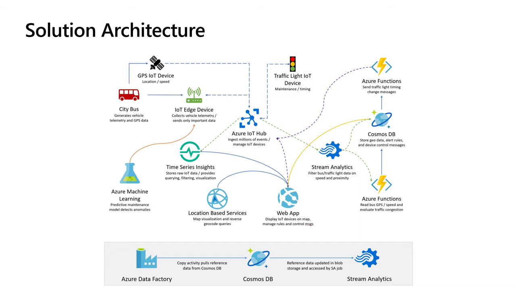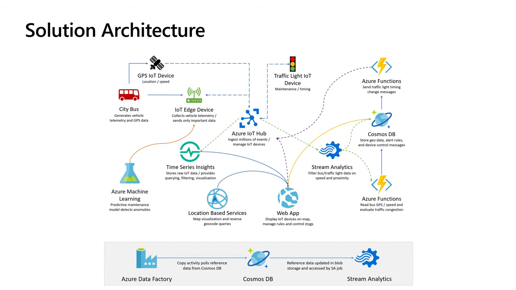Now, if you see how this solution starts, the first part of this solution is with the IoT edge devices installed in each bus. So this edge device actually reads the vehicle telemetry data, like the speed, the fuel level based on the speed they're going, and the engine temperature, whatever telemetry data it can capture.